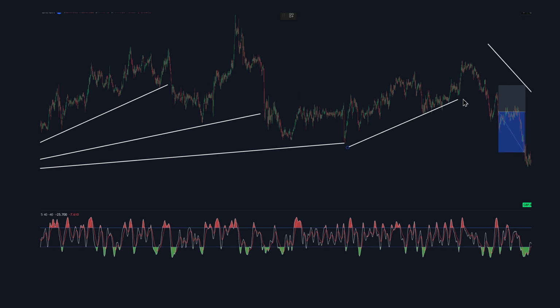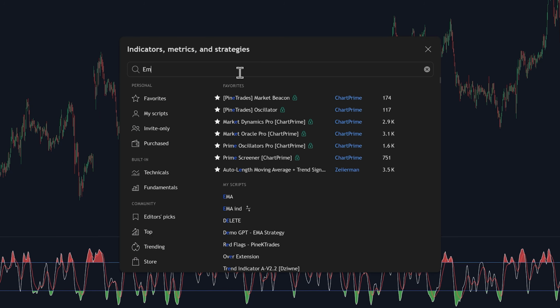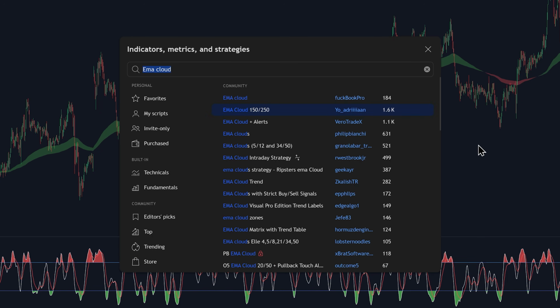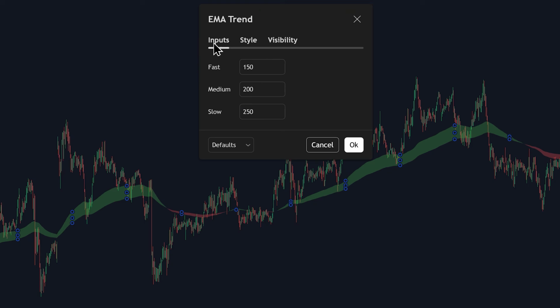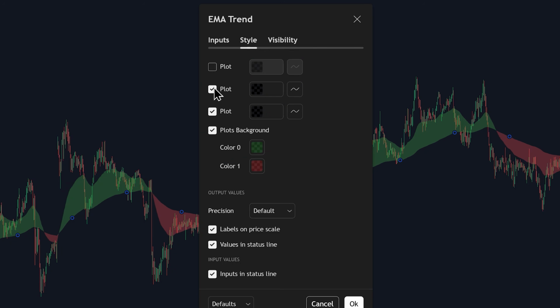To avoid such subjectivity, you could go with an indicator such as EMA Cloud by Yo Adrian. To add it to our chart, we're going to open the Indicator Search tab and type in EMA Cloud. Select this one by Yo Adrian. Double-click on the EMA Cloud to access the Settings panel. On the Inputs tab, change the Fast EMA length to 50 and then change the Slow EMA length to 200. Head over to the Style tab and uncheck the 3 plot options.